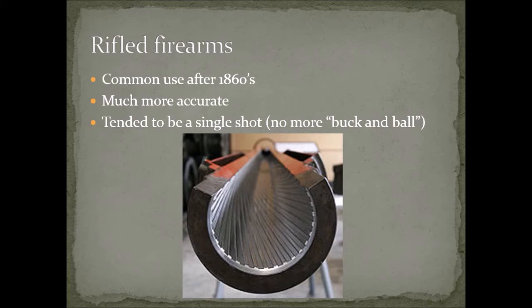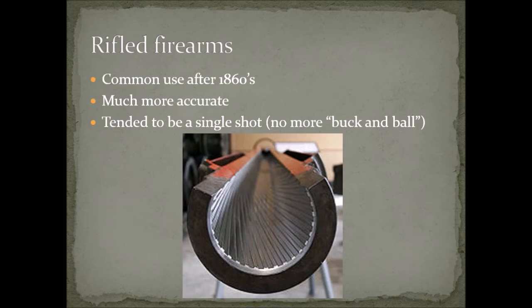Okay, rifled firearms are the newer version. And by newer, I mean about 1860s. They came into average use. This is extreme rifling. We're actually looking down the barrel, a cutaway barrel of a cannon. But what you see, those spiral grooves cut into the barrel.